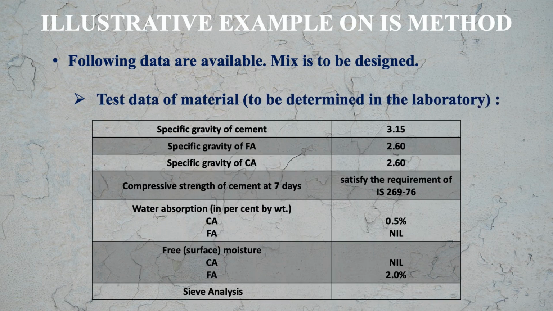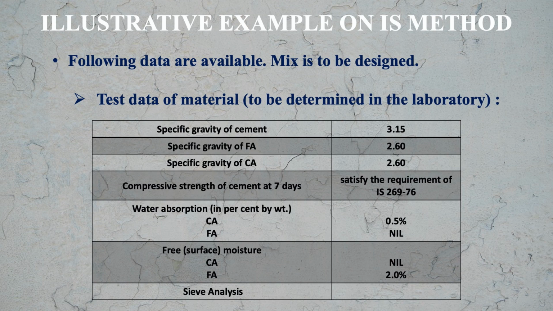The test data of the material, which we have to determine from the laboratory actually. So we are taking here that the specific gravity of the cement is 3.15, that is to be tested basically. I am taking this data as done in the lab and we are using that. The specific gravity of fine aggregate is 2.60. The specific gravity of coarse aggregate is 2.60.